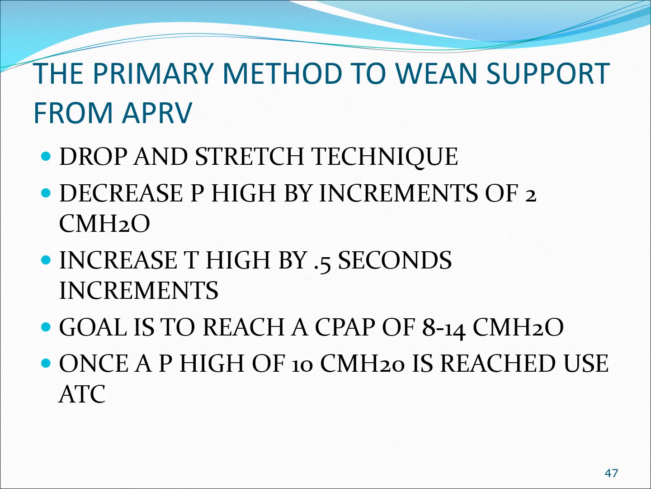So how do you wean from APRV? It's basically called the drop and stretch technique. Basically, you want to decrease the P high by increments of 2, but you want to increase the T high by increments of 0.5 seconds. The goal is to reach a CPAP level of 8 to 14, and once the P high is at 10 centimeters, then you could use automatic tube compensation. So basically, it's drop and stretch: decrease the P high by increments of 2, increase the T high by increments of 0.5 seconds to reach a goal CPAP level of 8 to 14. And once the P high is at 10, then you could use automatic tube compensation and wean the patient.